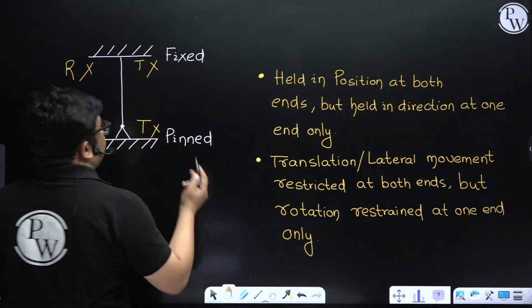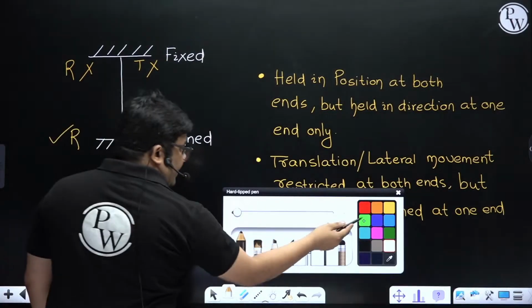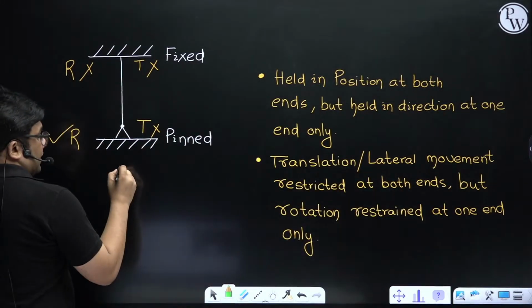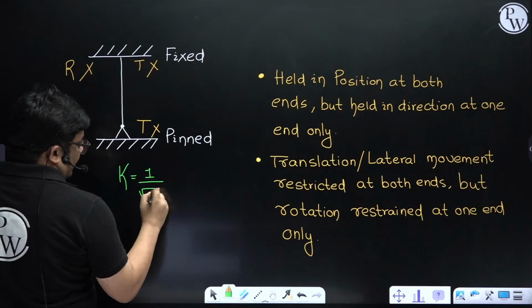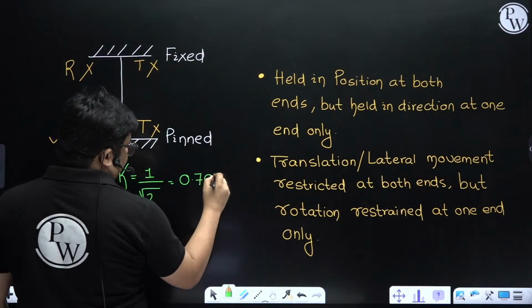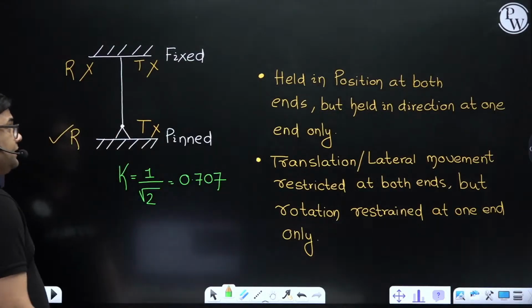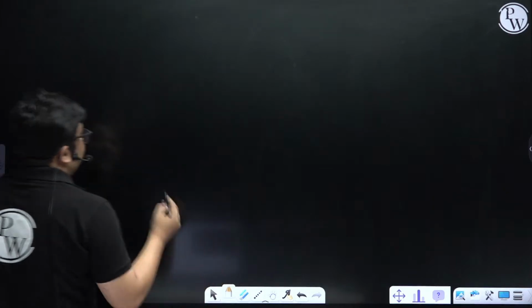It's not that they will always write fixed and pinned. Many times they don't write it. Here K is 1 by root 2, or I can say this amounts to 0.707. Very good. Nice.